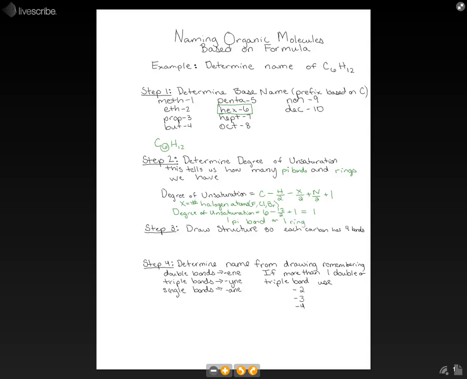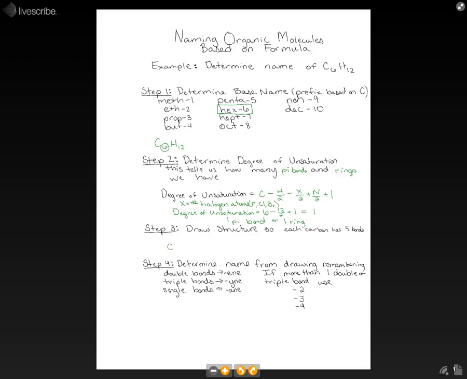A pi bond is like a double bond. A triple bond has 2 pi bonds in it. Now we're going to draw our structure, so each carbon has 4 bonds. Since we only have 6 carbons, we're going to first try this as a linear chain. And if that doesn't work out, we might try the ring.